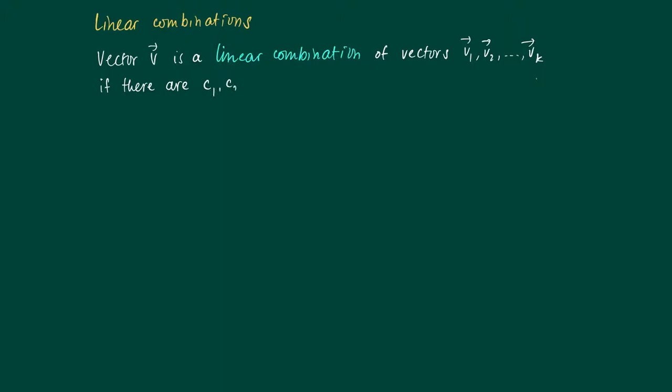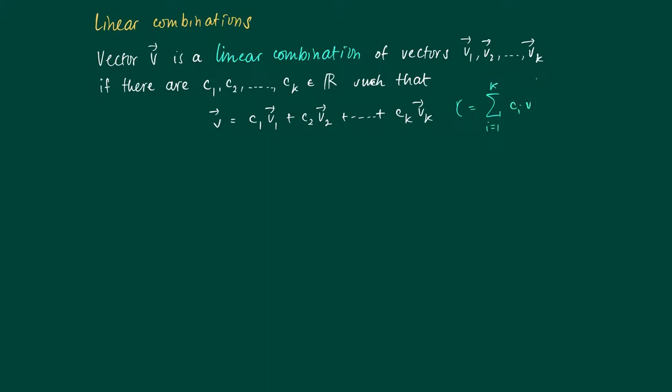if there are scalars C1, C2, Ck, so k scalars, so k reals, such that V is a special combination of these vectors: C1 times V1 plus C2 times V2 plus C3 times V3 until Ck times Vk. So we might write this a little bit more efficiently, taking sums, where we have an index i from 1 to k, of CiVi.